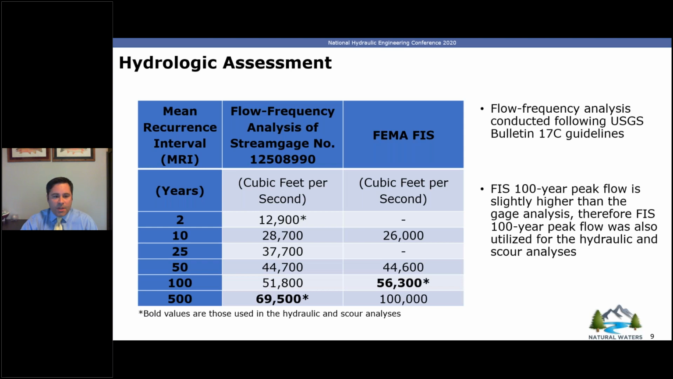So in addition to a flow frequency analysis that was conducted on that gauge following Bulletin 17C, the effective FEMA flood insurance study was also used in the model development. The FEMA 100-year flow really ended up being utilized for both the no-rise assessment and the hydraulics and the scour assessment as well. The flow, that's what is shown here in the bold. The dark bold is actually what was utilized for the hydraulic and the scour assessment. And for the 500-year flow for the scour check flood, the 69,500 CFS from the stream gauge analysis was utilized.